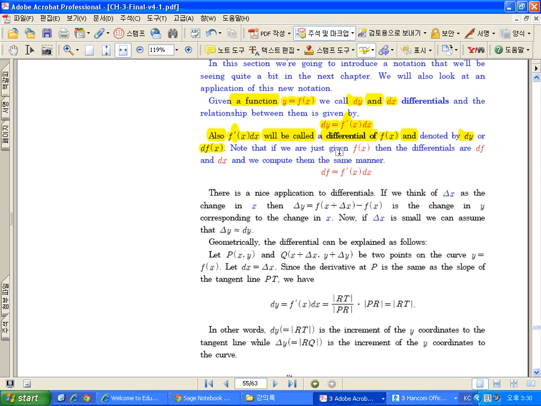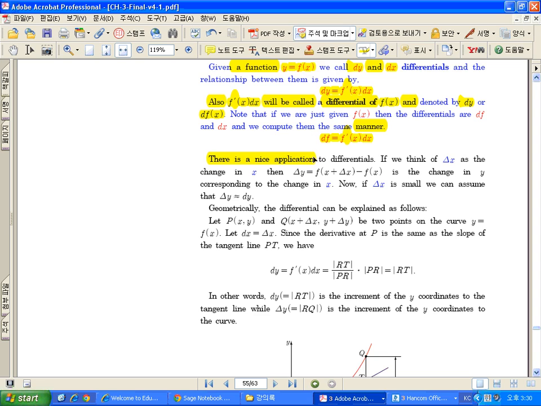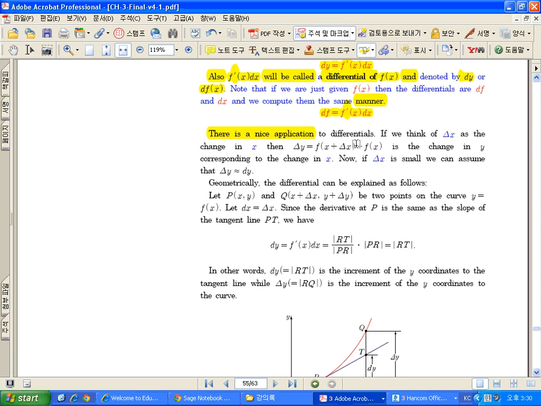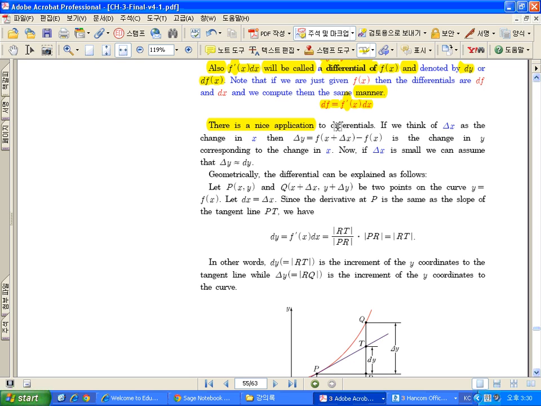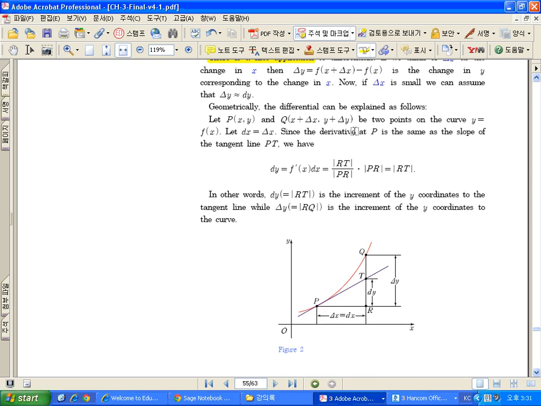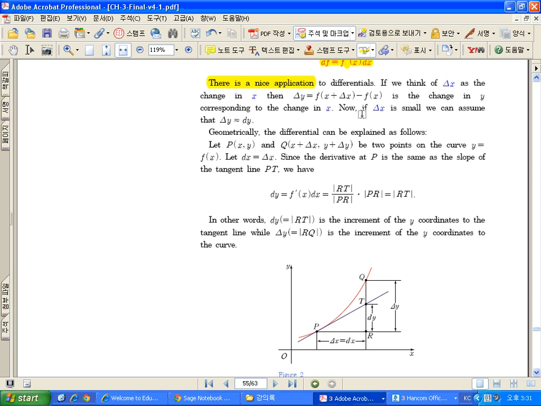Then we can write this equation in this way as well: df is equal to f prime of x dx instead of dy. We can find an application of the differentials in this approximation process here.